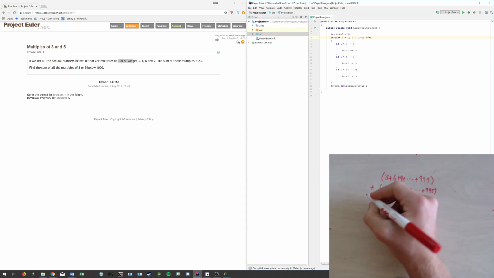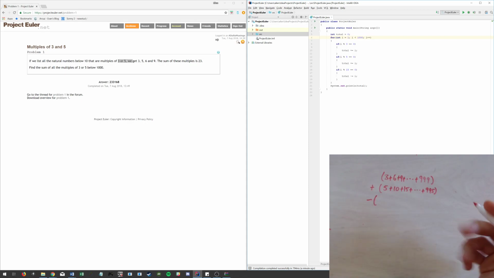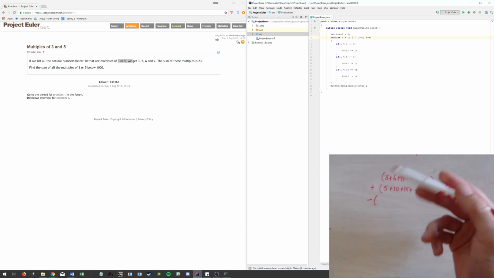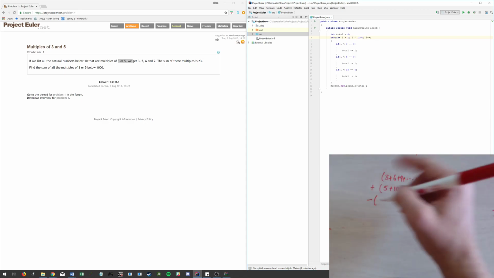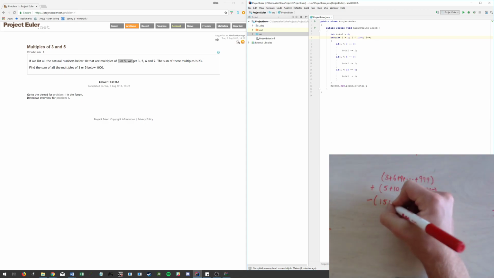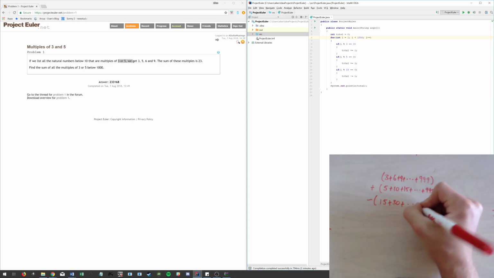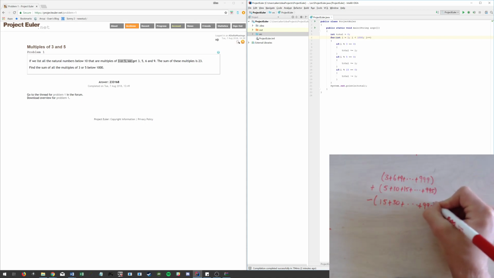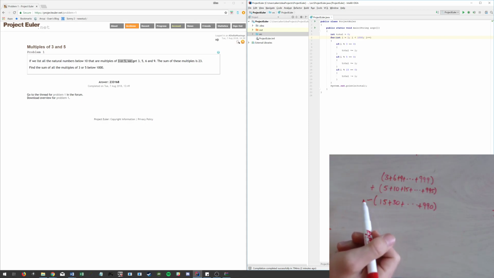So we have to subtract one copy, because we're counting one copy of multiples of 15 here, one copy of the multiples of 15. Here, we have 2 copies. So we need to subtract 1 copy. Now that sum, well, those 3 sums added together in this way will give us the answer. What do we do with them? We can do the following.